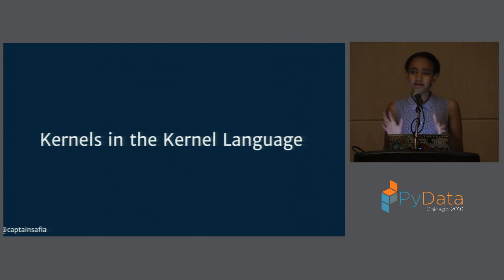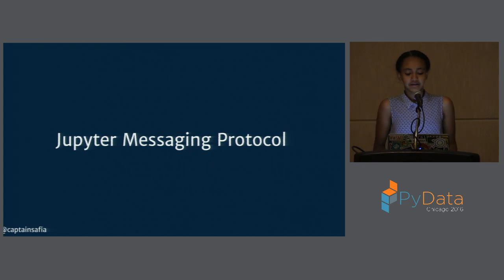And so with that, we've covered what a kernel is, which is essentially a program that messages through a front end using ports specified in a connection file. Now I want to talk about what kind of messages are exchanged between the front end and the kernel to make all the cool stuff that is Jupyter happen. And this protocol is known as the Jupyter Messaging Protocol.